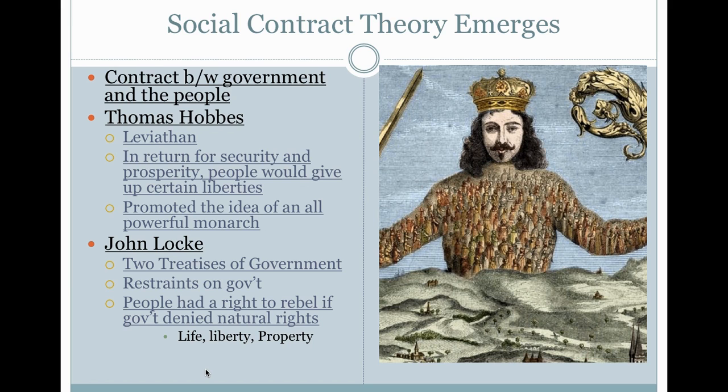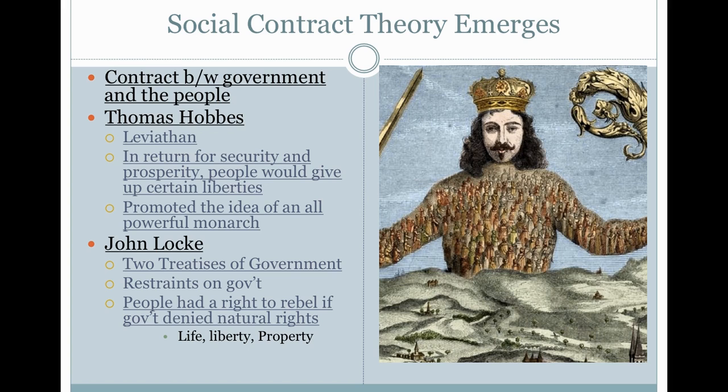All right, again, almost done. So it's during this time that the idea of a social contract theory emerges, and it's pretty interesting. And it's really simple. It's this idea that there is a contract between the people and the rulership.